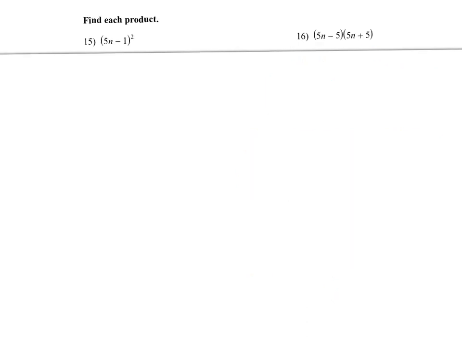All right, next up here, we're going to multiply these together. You can either use the box or use FOIL. So I'll go ahead and use the box on this one. So I got 5n minus 5, and then I got 5n plus 5. So this will be, oh, that looks like a 6, huh? All right, let me fix that. All right, so 5n plus 5.